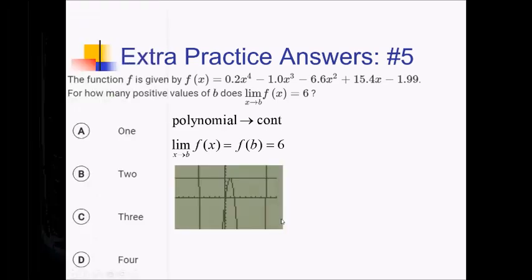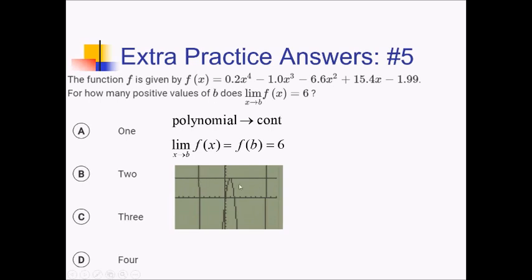So here's my graph. In terms of what we need to figure out, again, we're asking how many positive values does our function equal 6 for. So intersections, we count 1, 2, possibly 3, and then 4. We're only concerned with the ones to the right of the y-axis, though, because they ask for positive values of b, so we can disregard this crossing over here on the left.